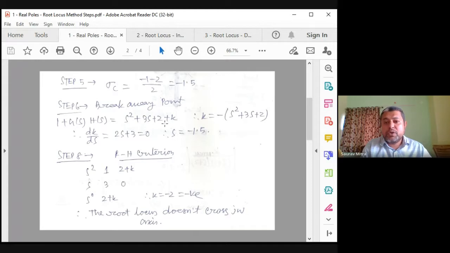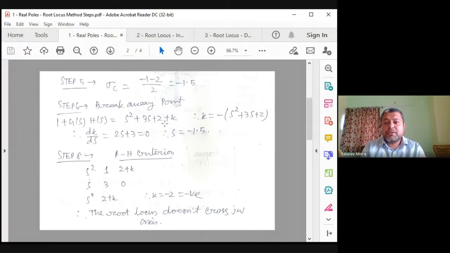K. Now what is our job? We have to keep on increasing the value of K from 0, and keep finding the different values of S, and you will find that the poles change. As you increase the value of K, the pole positions are shifting. So what is the characteristic equation now? The characteristic equation of the closed loop system, found from the open loop transfer function, is S square plus 3S plus 2 plus K is equal to 0.